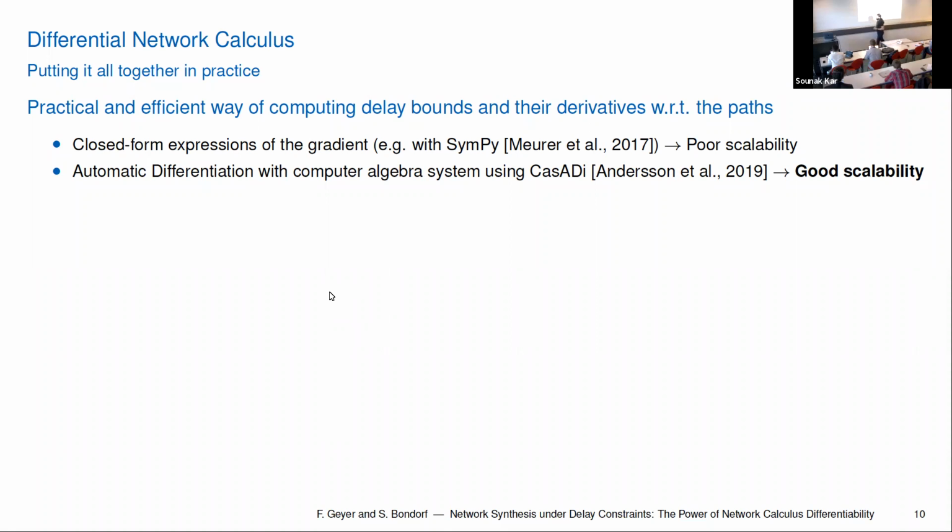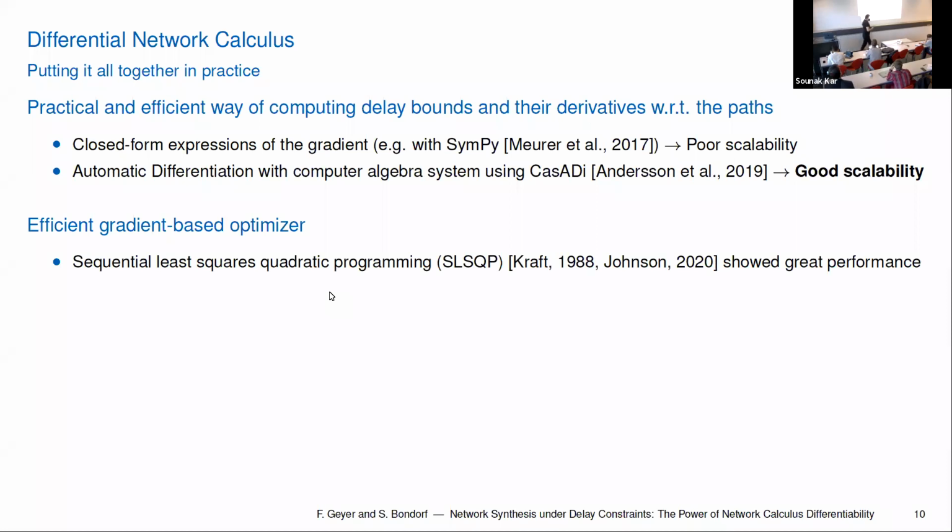So in the endeavor to find good tool support for differentiation, Fabia found automatic differentiation with computer algebra called CAS-ADI. It's quite recent, a 2019 paper introduced that tool. The tool is available online for use, and it differentiates these expressions quite efficiently. Now we have the first step, a tool that differentiates our expression. Second step is we need a good optimization algorithm. We found out that SLSQP, quite an older known one, sequential least squares quadratic programming, was good regarding performance.